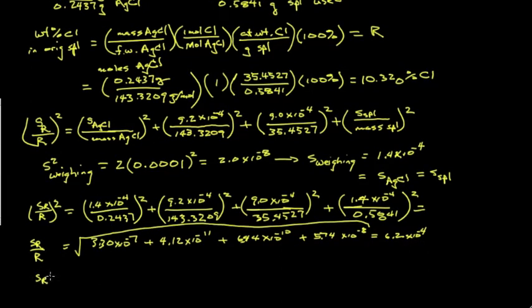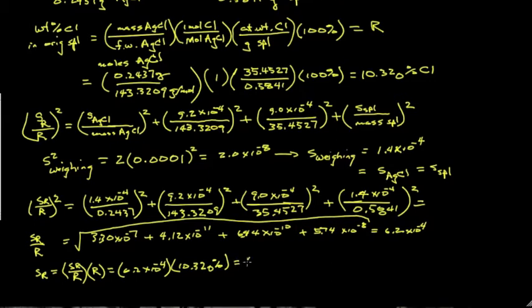So to get the absolute uncertainty, that would be our ratio that we just calculated times the actual value of R. Well, that would be 6.2 times 10 to the minus 4 times the value of R, 10.320%. So this product has a value of 6.39 times 10 to the minus 3%. In other words, our value of R is 10.320 plus or minus 6.39 times 10 to the minus 3%. Oddly enough, the first uncertain digit is this 0, and we actually have an extra decimal place in our final answer.